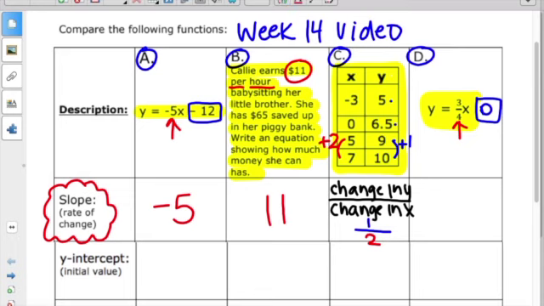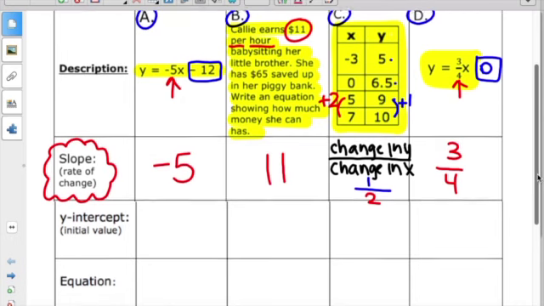The last one, we have y equals 3/4 x. So again, we're looking for our slope, which is our x coefficient. So it's going to be the fraction 3/4. So that's how you find the slope.